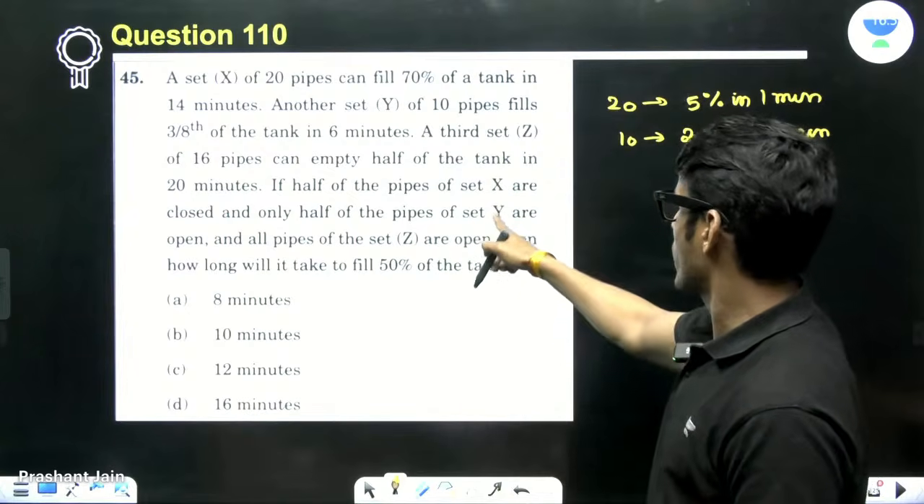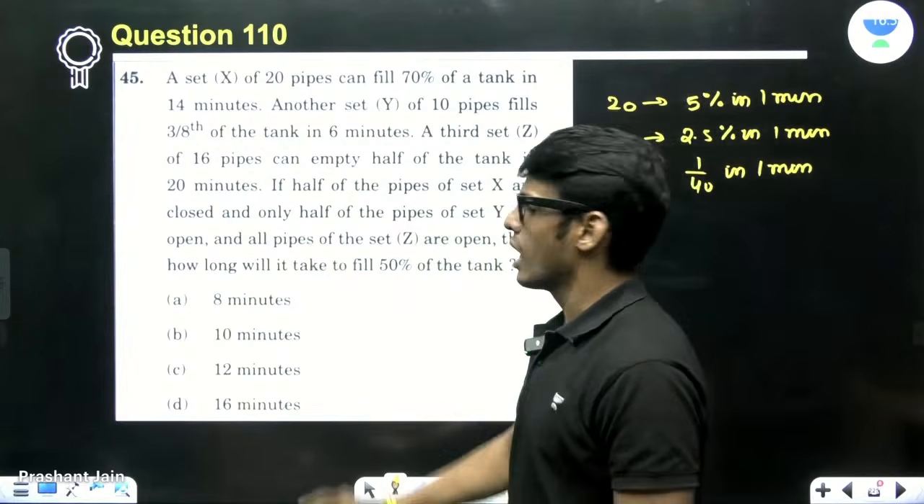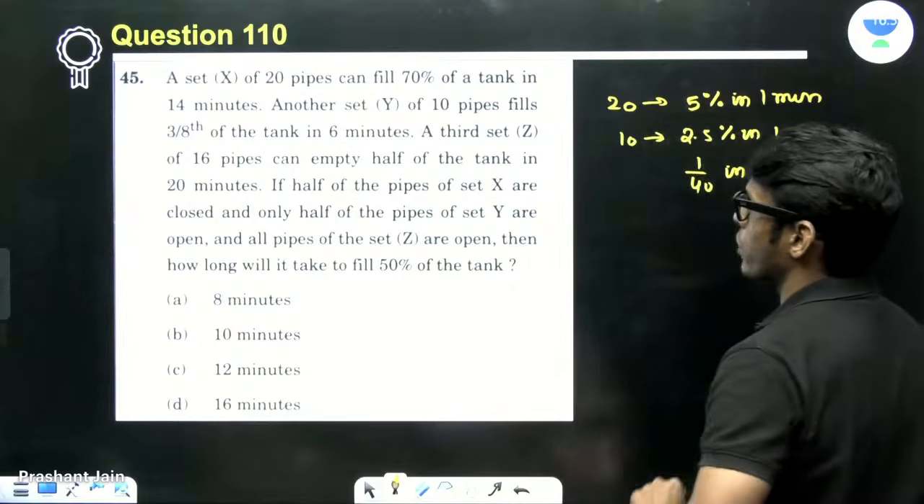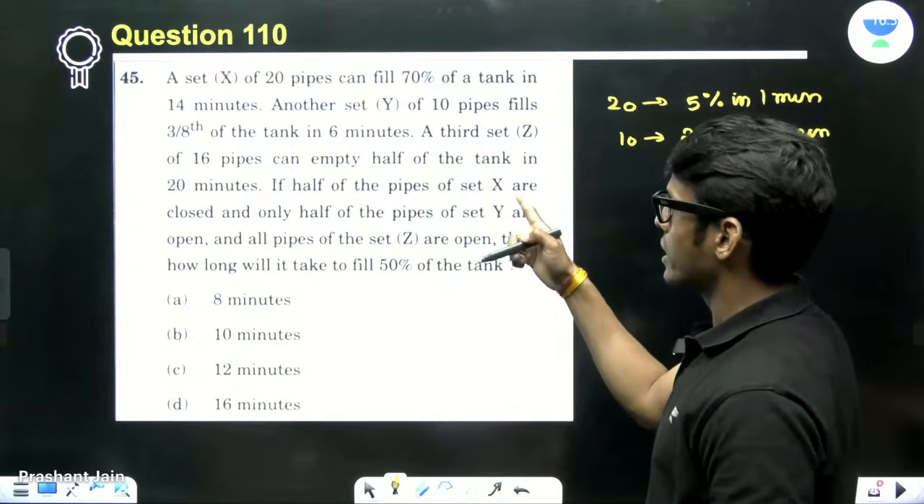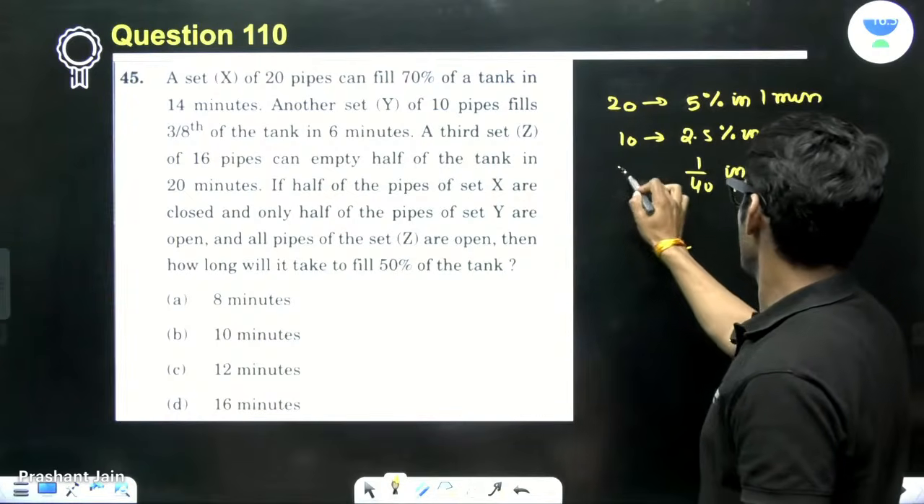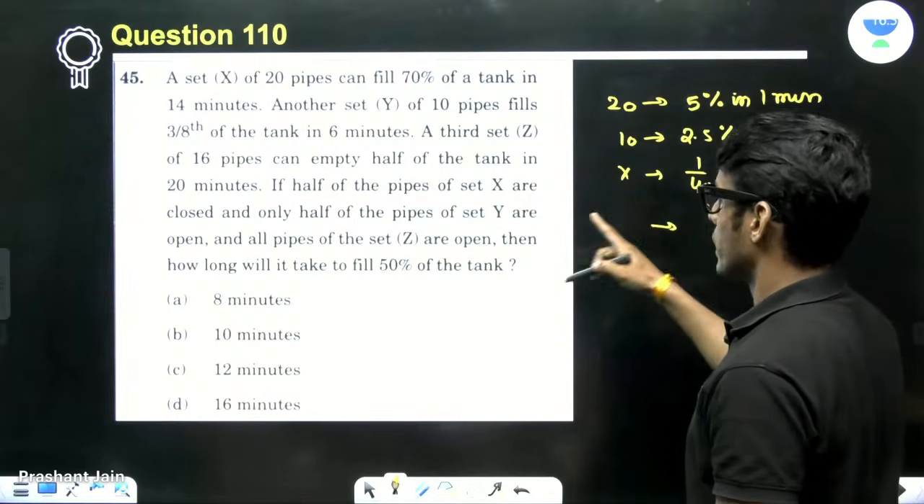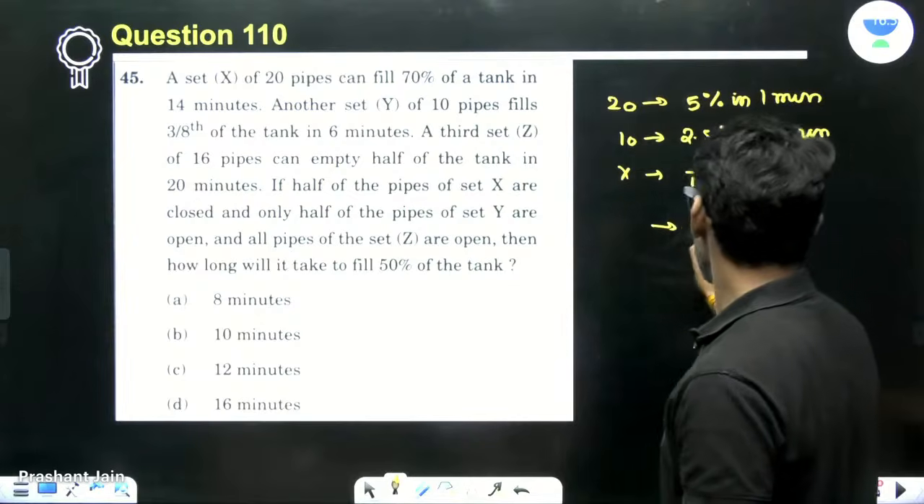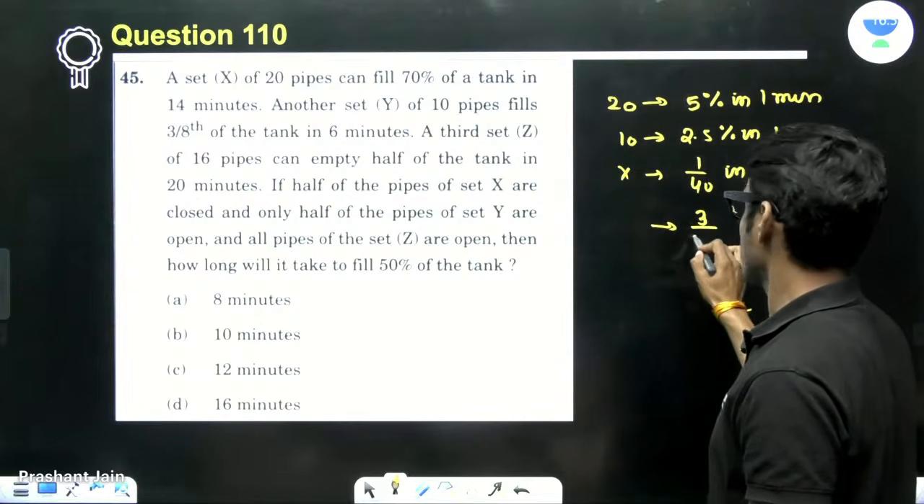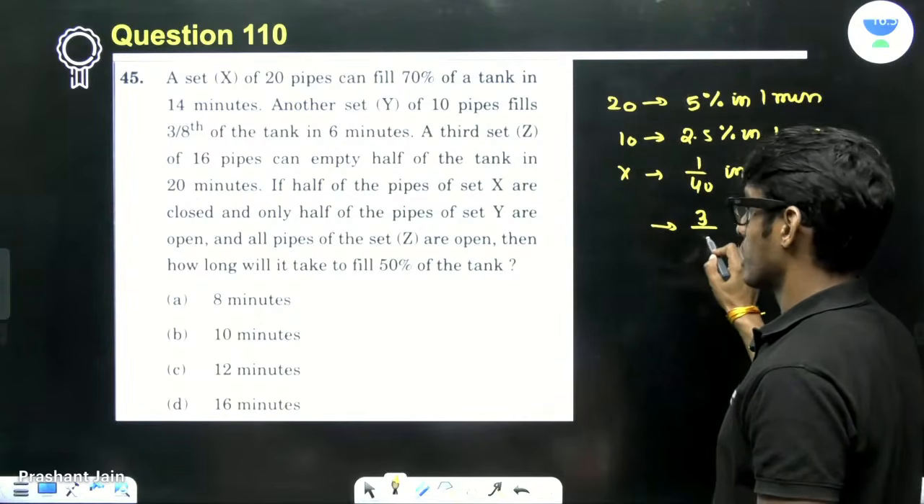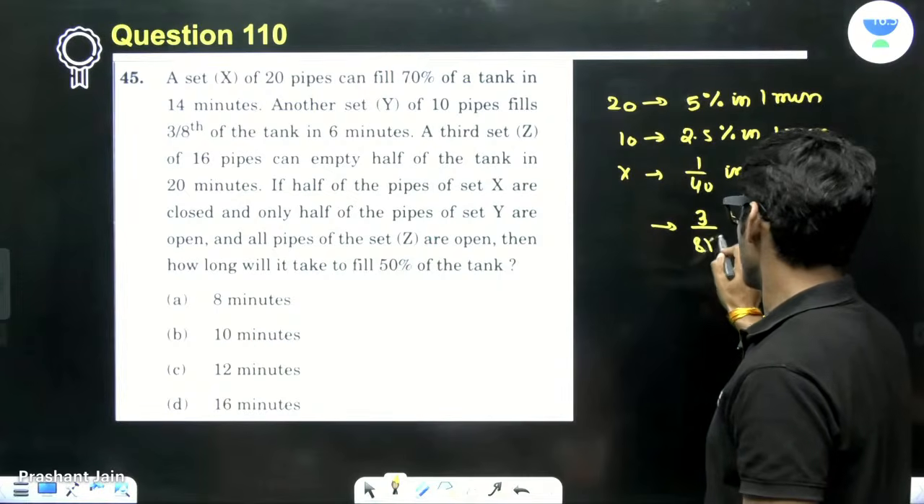Now let's talk about Y. Half of the Y are open. Now what is Y doing? 3/8 of the tank in 6 minutes. So in 1 minute, it is doing 3 by 8 into 6, that is 3 by 48, in 1 minute.